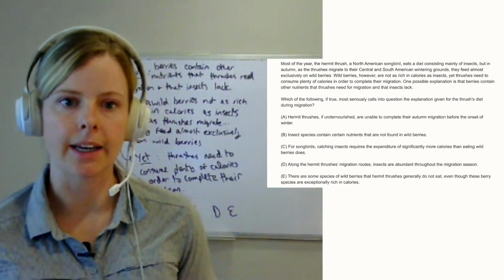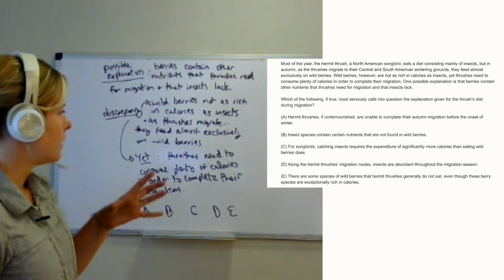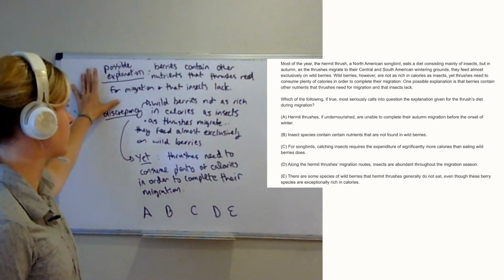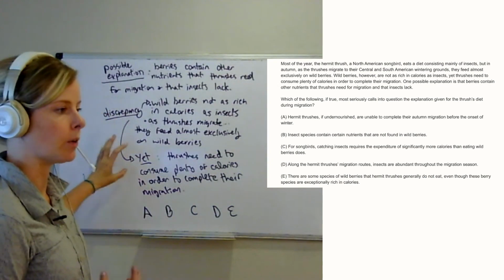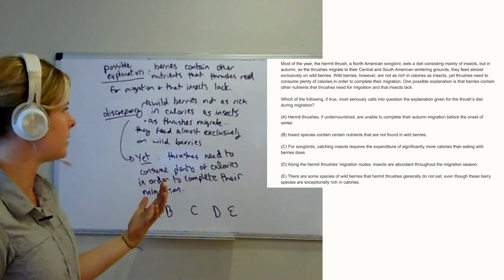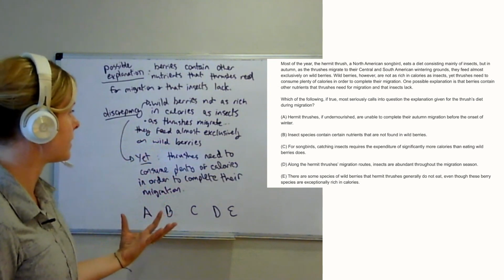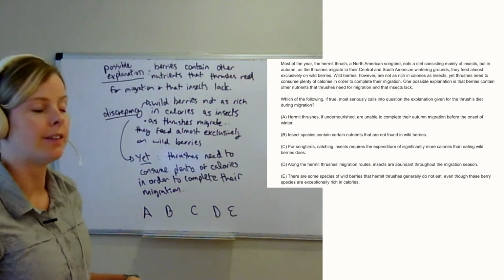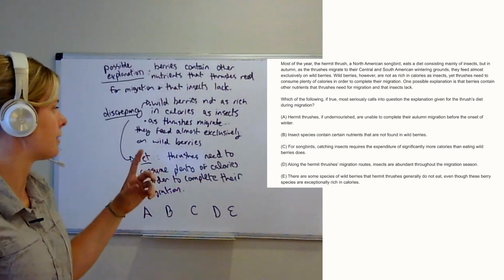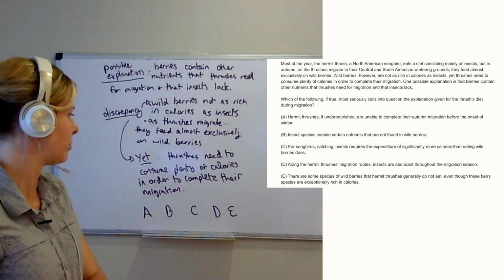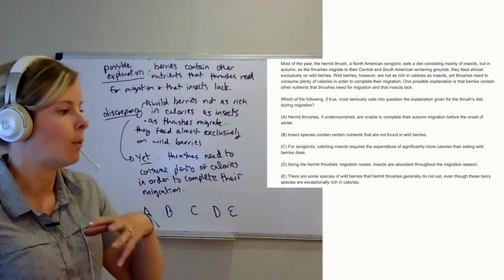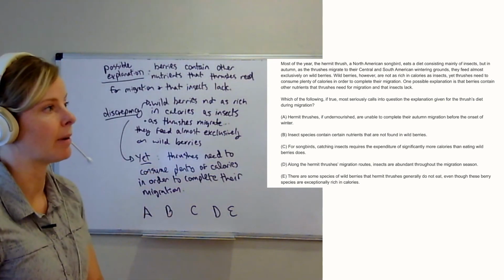All right, let's go ahead and break down this passage. Here, the author gives us something like a discrepancy and then provides a possible explanation that resolves this discrepancy or this conundrum. So the discrepancy itself is that wild berries are not as rich in calories as insects, and as thrushes migrate, they feed almost exclusively on these wild berries. Yet, on the other side of our discrepancy, thrushes need to consume plenty of calories in order to complete their migration. So, why the heck are they switching to this lower calorie food when they need plenty of calories in order to complete their migration?